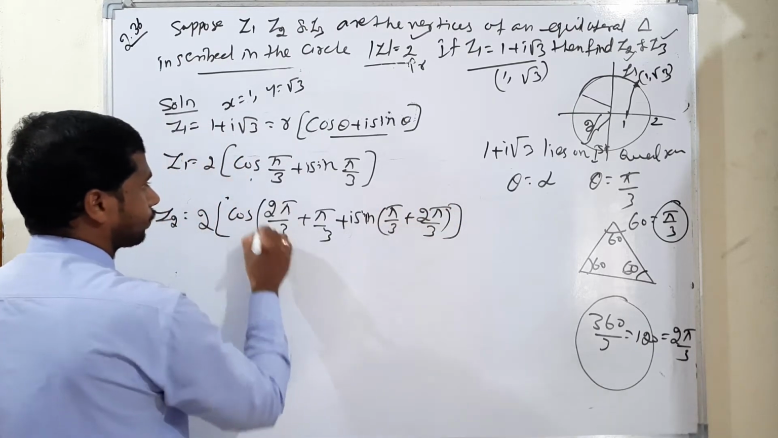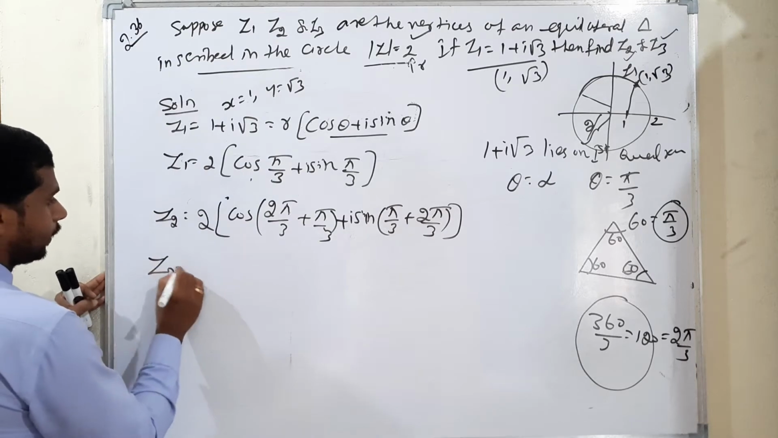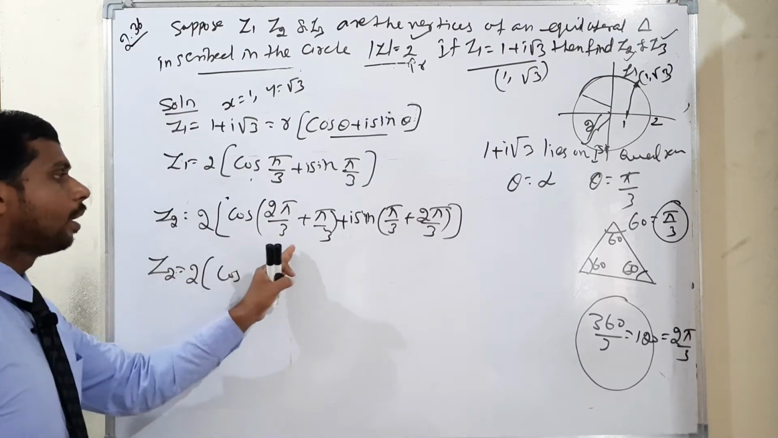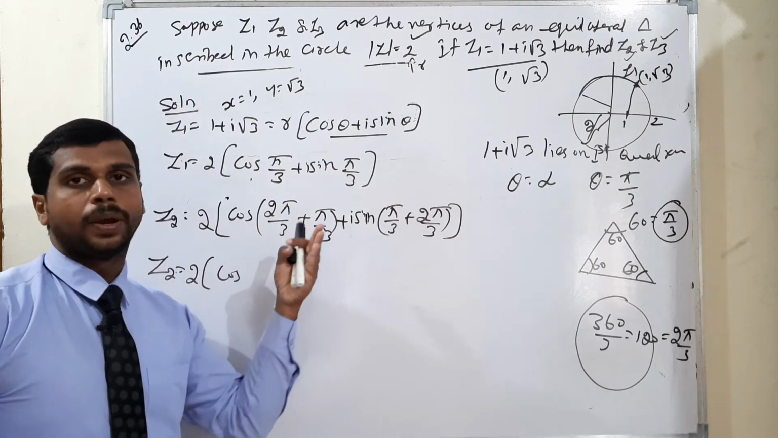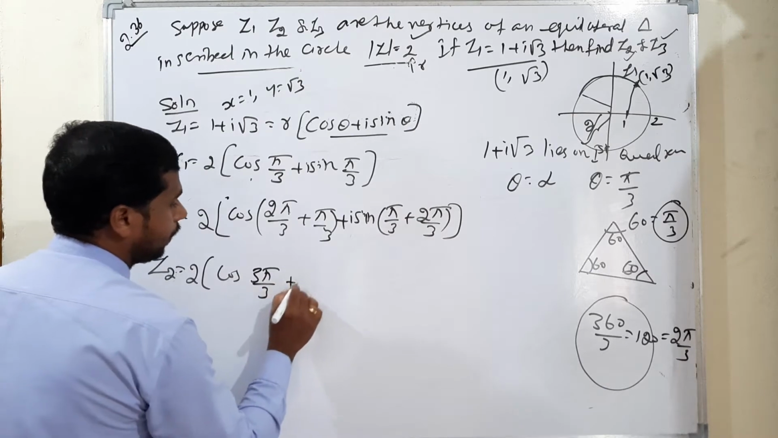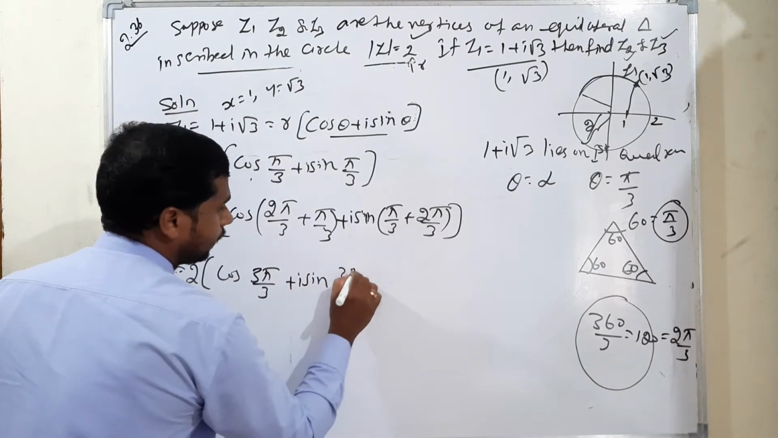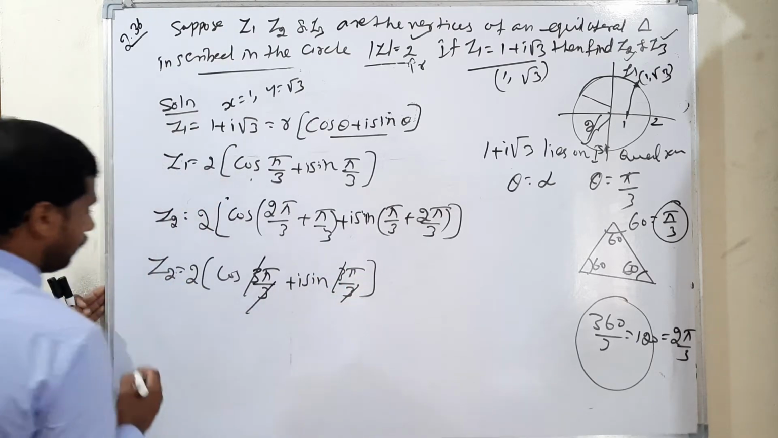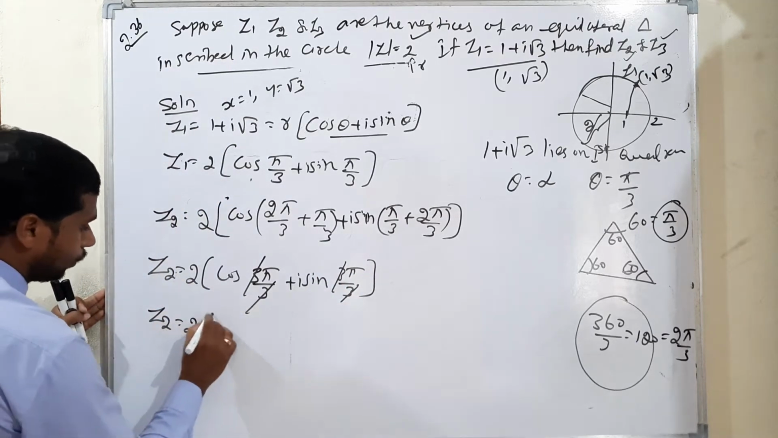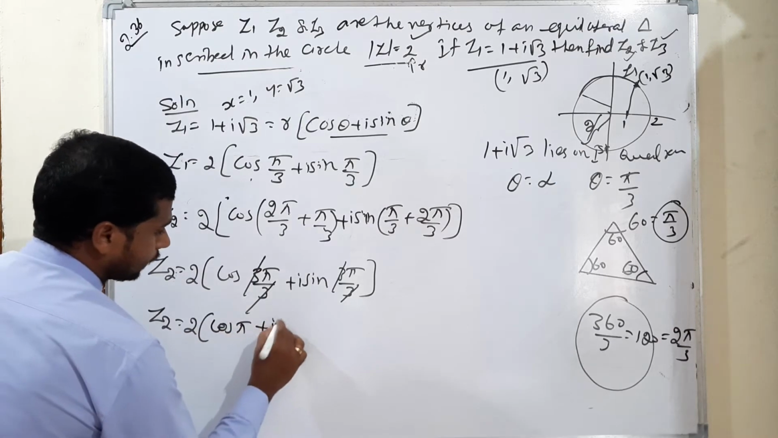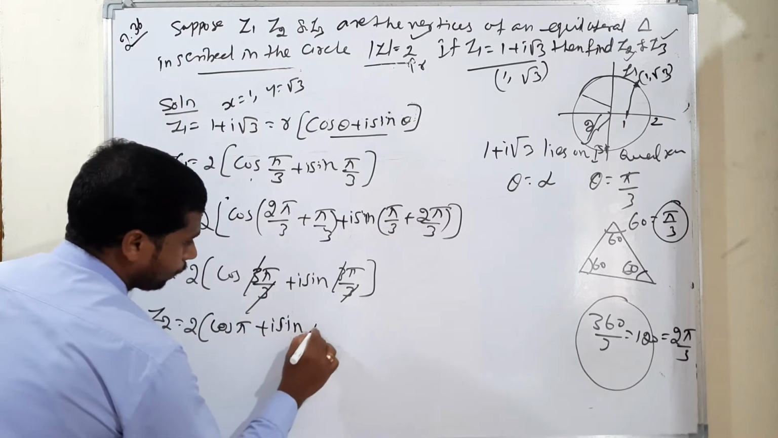Therefore, Z2 is equal to 2 of cos of the common denominator. Common denominator means just add the numerators: 2 pi plus pi means 3 pi. So cos 3 pi by 3 plus i sin 3 pi by 3. The 3s cancel, again the 3s cancel. Then Z2 is equal to 2 into cos pi plus i sin pi.